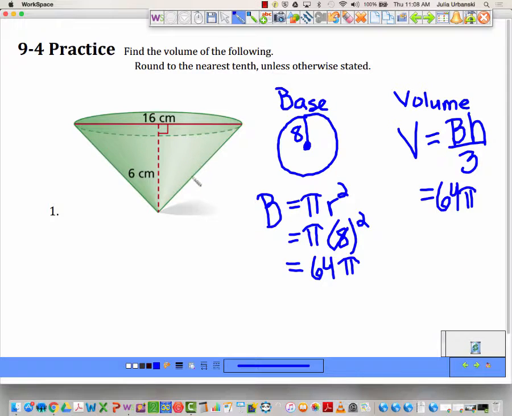Now look at your picture. The mark that they give you here, is that the true height that we want for our volume? Does it go up the inside of the middle? Yes, so that's the one we can use. If it was missing, we'd have to figure it out.